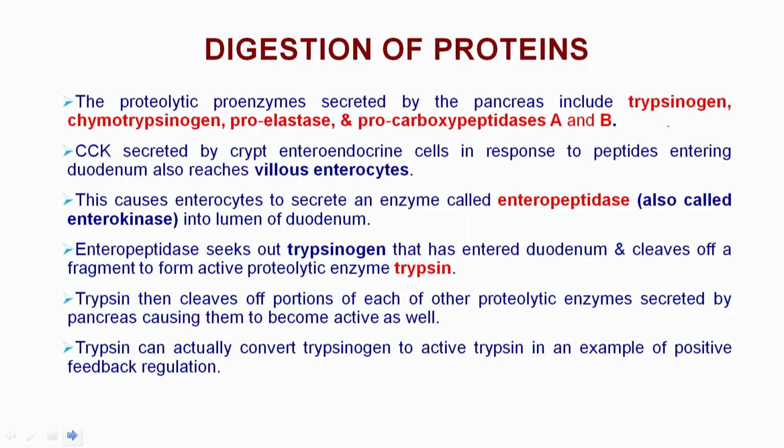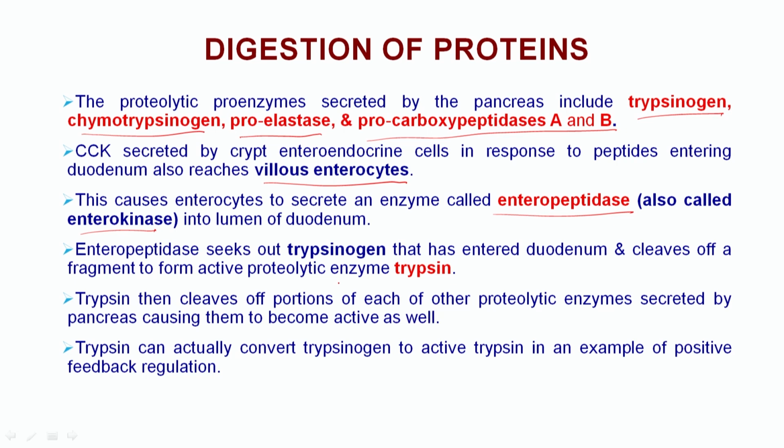The proteolytic enzymes secreted by the pancreas include trypsinogen, chymotrypsinogen, proelastase, procarboxypeptidase A and B. CCK secreted by the crypt's enteroendocrine cells in response to the peptide entering the duodenum reaches the villous enterocytes as well. This causes the enterocytes to secrete the enteropeptidase, also called enterokinase, into the lumen of the duodenum. Now this enterokinase or enteropeptidase seeks the trypsinogen that has entered the duodenum and cleaves off fragments to form the active proteolytic enzyme, that is trypsin.